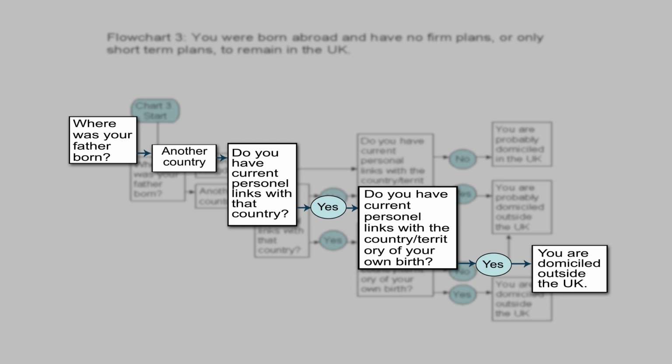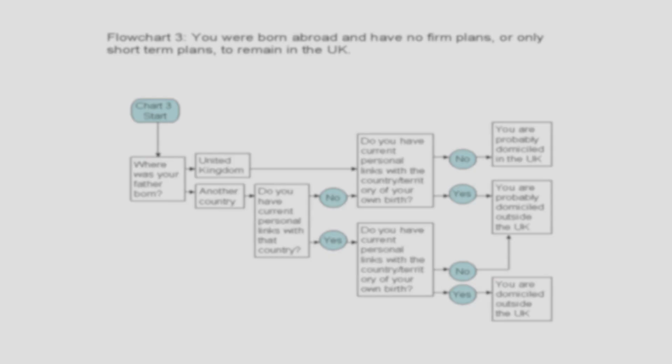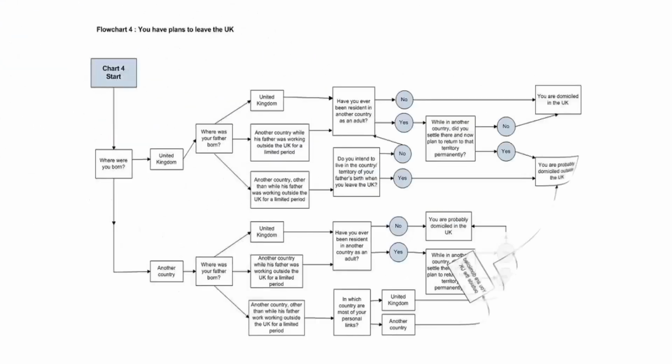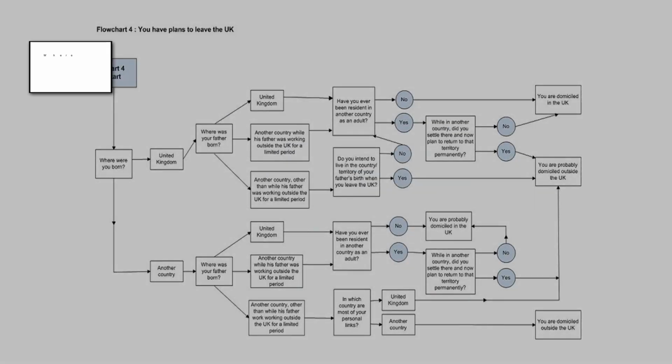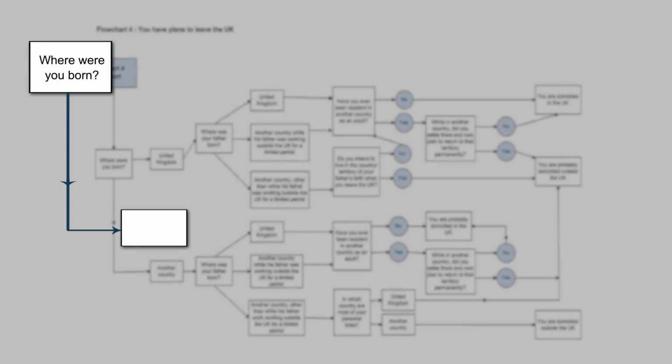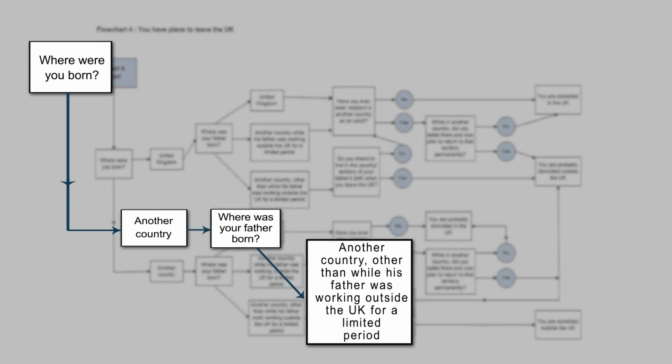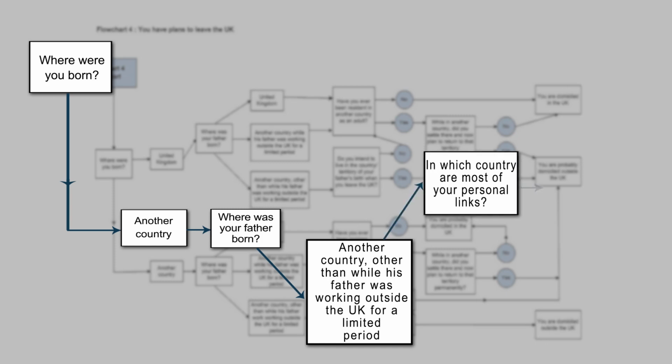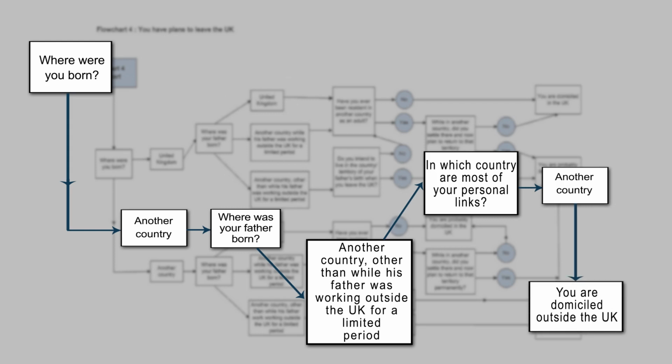Now, if the position is even stronger in terms of the intention to return, then we go back to flowchart 1. What are your plans for the future to leave the UK? And then you go to flowchart 4. Now, on flowchart 4, where were you born? In another country. Where was your father born? In another country, other than while his father was working outside of the UK for a limited period. Then it asks, in which country are most of your personal links? And then if the answer is another country, then you're domiciled outside of the UK.